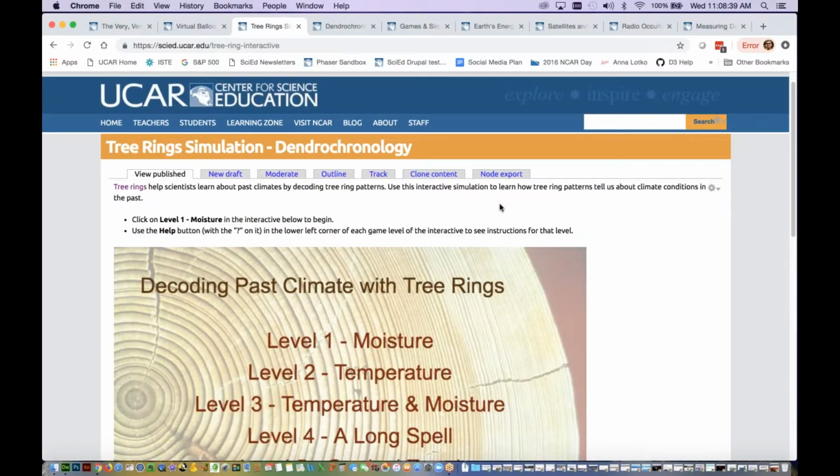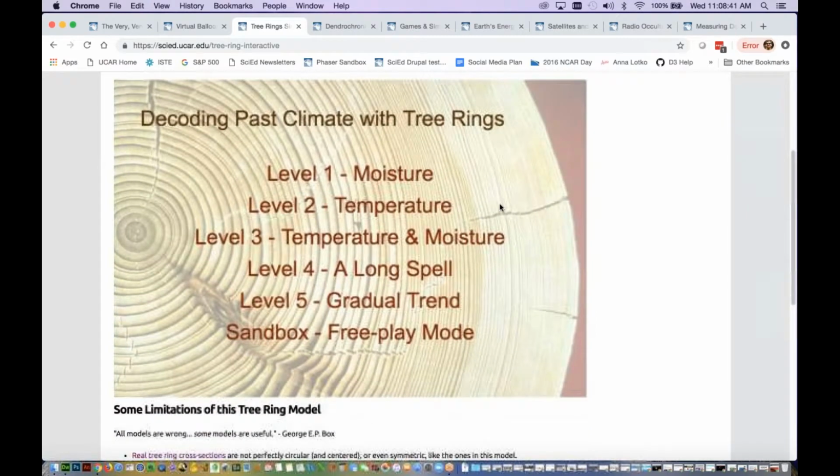The next one I want to show is along the lines of paleoclimate, and the most familiar paleoclimate proxy is tree rings. So we've got a couple of pieces around that of how we use these different paleoclimate indicators to find out about past temperature and other conditions.